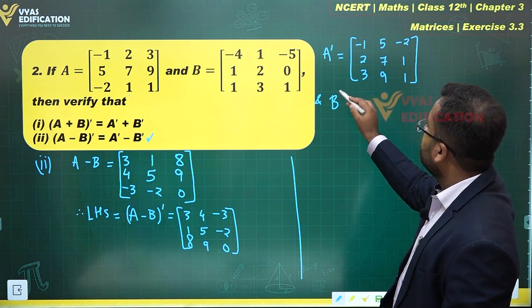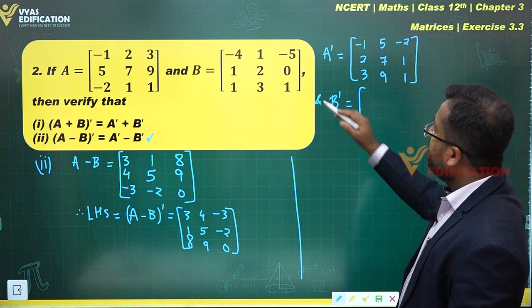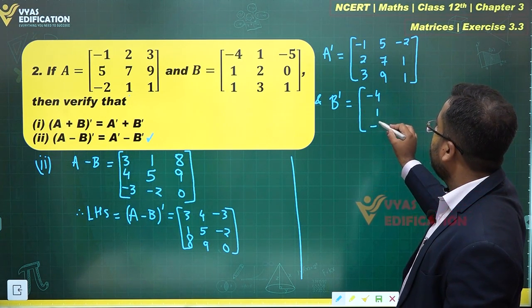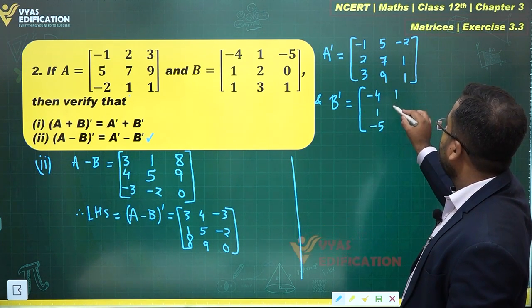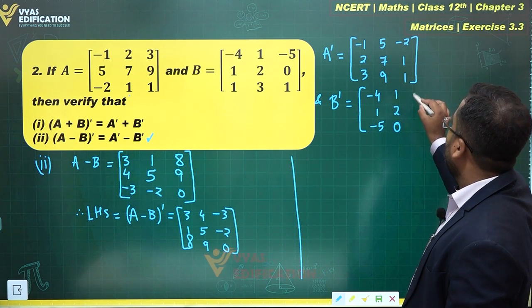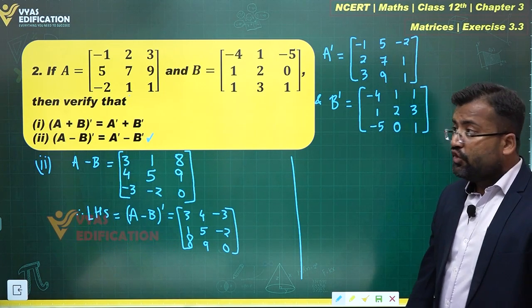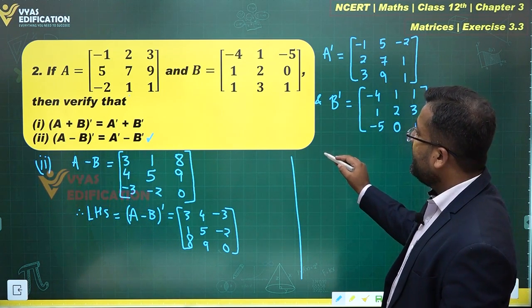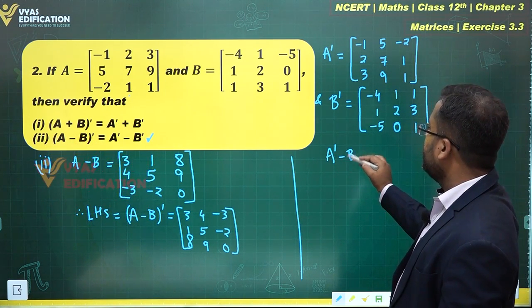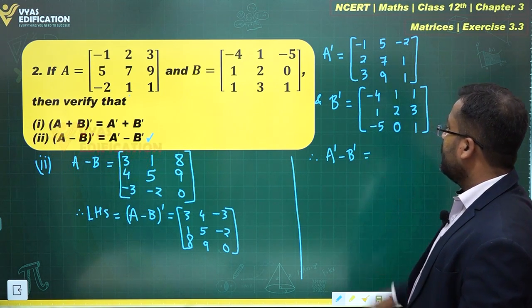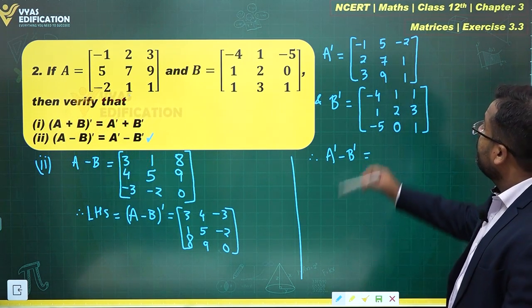And B transpose is equal to what? B transpose is -4, 1, -5, 1, 2, 0, 1, 3, 1. This is what I have in B transpose. Using these two, we can find A transpose minus B transpose. What is that equal to? Let's take the difference of these two.